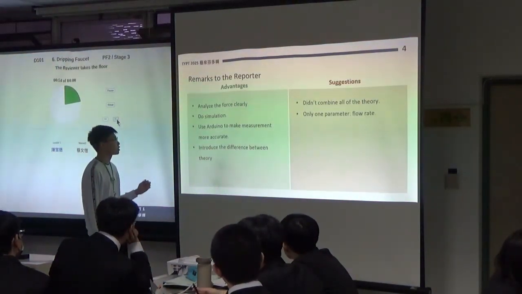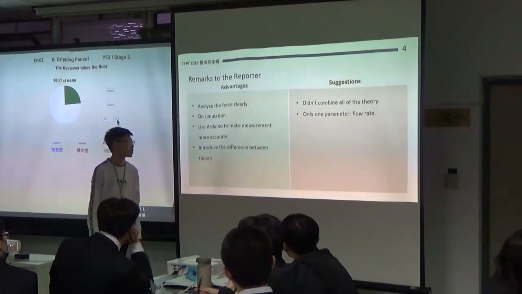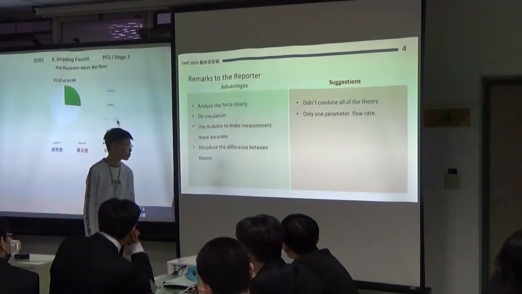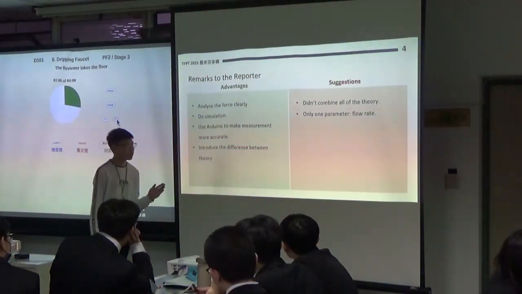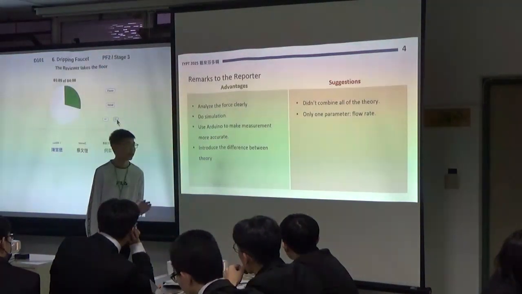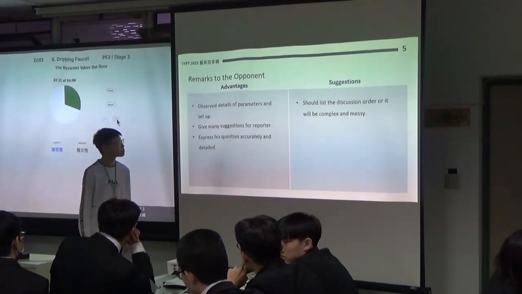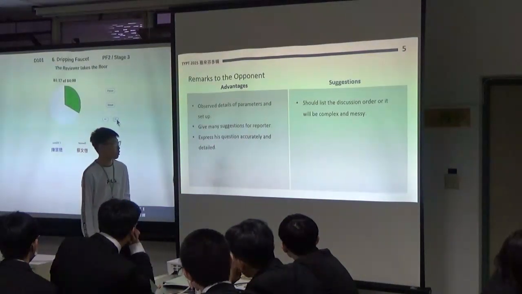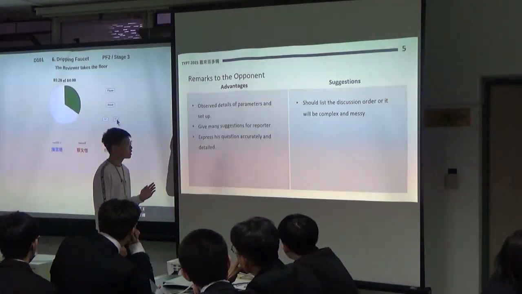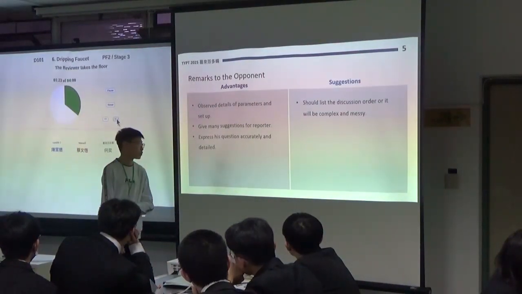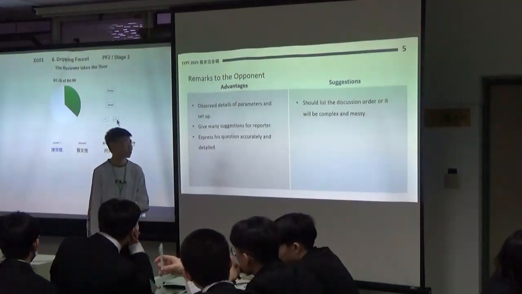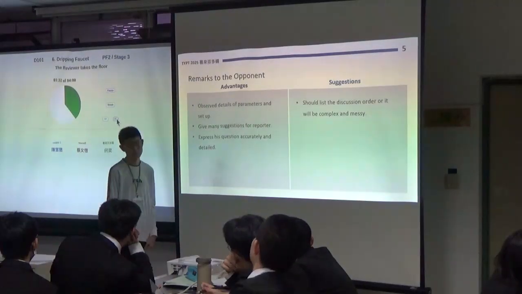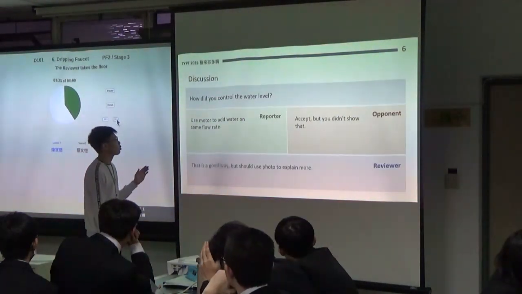The remarks to the reporter. First, the advantages. They analyze the force theory, and they do simulations. They use Arduino to make measurements more accurate, and they introduce the difference from theory. For the suggestion, they didn't combine all of the theory and used only one parameter, flow rate. And remarks to the opponent. The advantages: they observe details of parameters and setup, and they give many suggestions for the reporter, and express their question accurately and in detail. For the suggestion part, they should list a discussion order or it will be complex and messy. Okay, these are the important discussions.